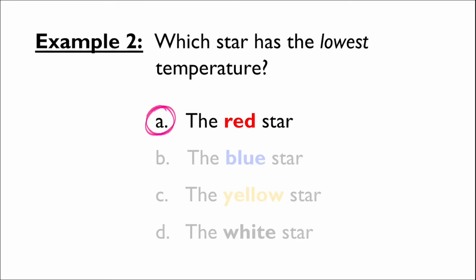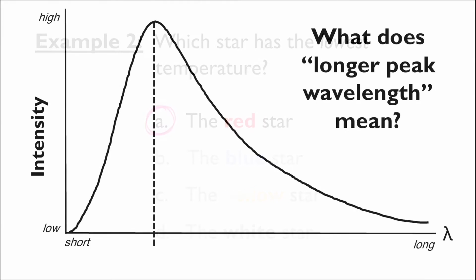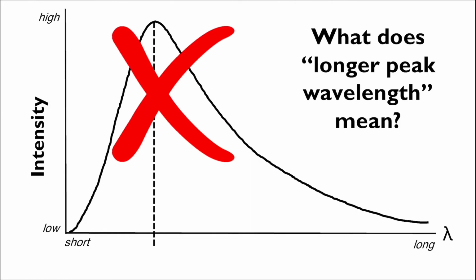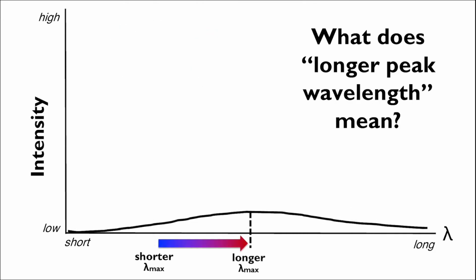Now, just to clarify some terminology, when we say longest peak wavelength, I don't mean a peak that's extremely high. This graph that you're looking at would actually imply a short peak wavelength or a short lambda max, so that's not what we're imagining when we say longest peak wavelength. When we say longest peak wavelength, we mean something more like this.